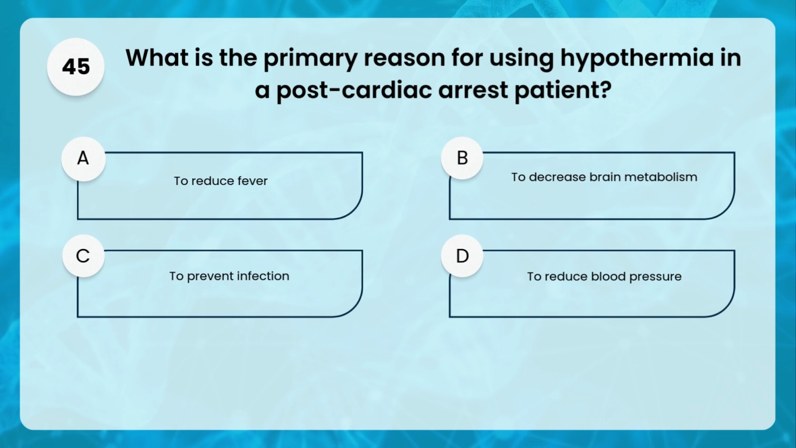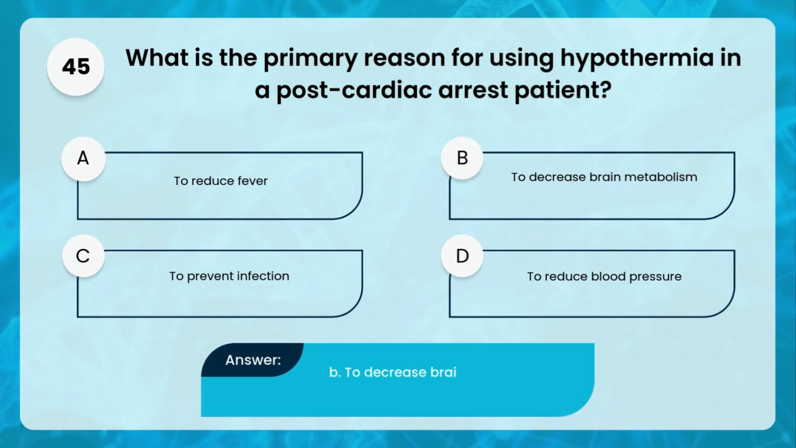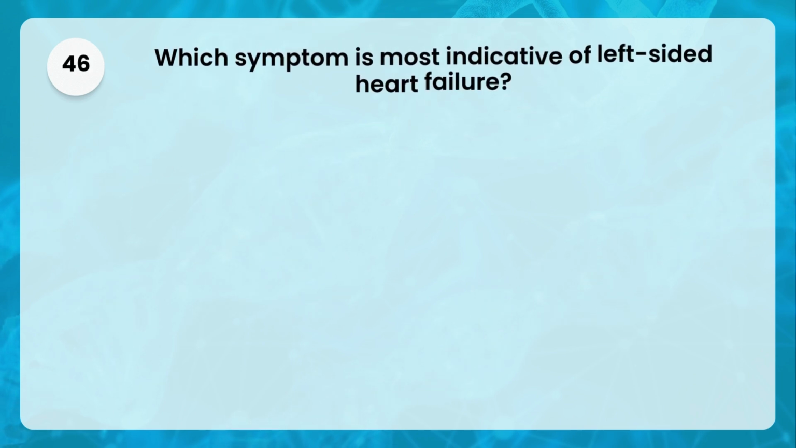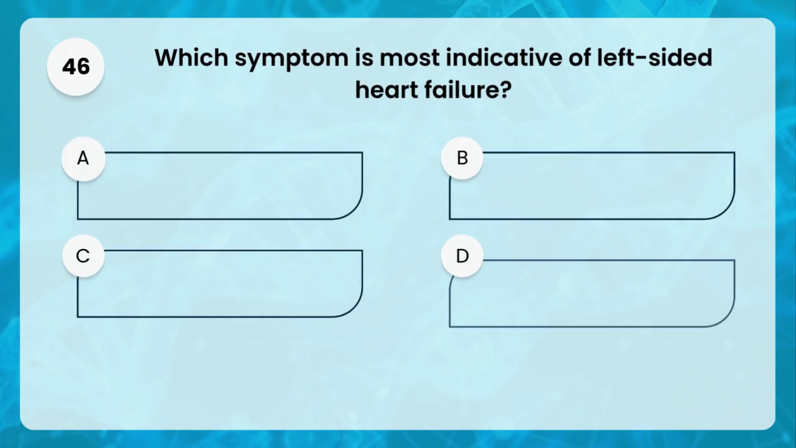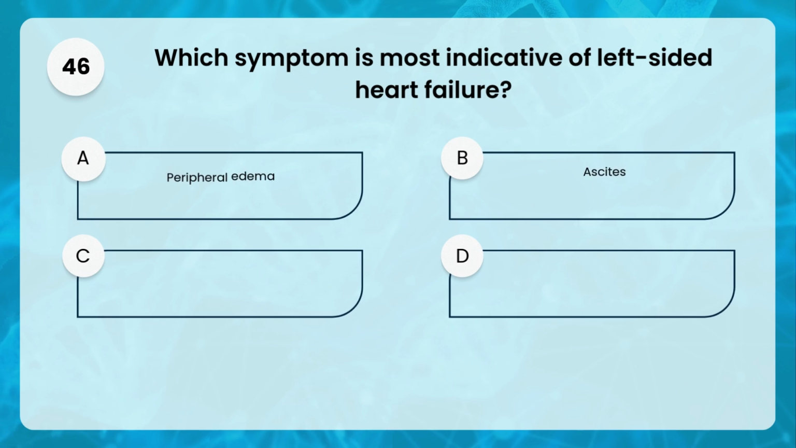A. To reduce fever, B. To decrease brain metabolism, C. To prevent infection, or D. To reduce blood pressure? The answer is B. To decrease brain metabolism. Number 46. Which symptom is most indicative of left-sided heart failure?